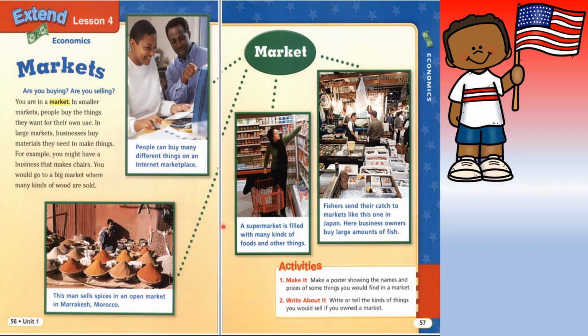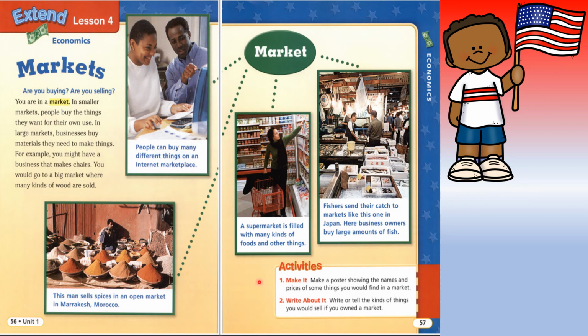A supermarket is filled with many kinds of foods and other things. That's a market. Fishers send their catch to market like this one in Japan. Here, business owners buy large amounts of fish. So markets are where you can buy and sell things.